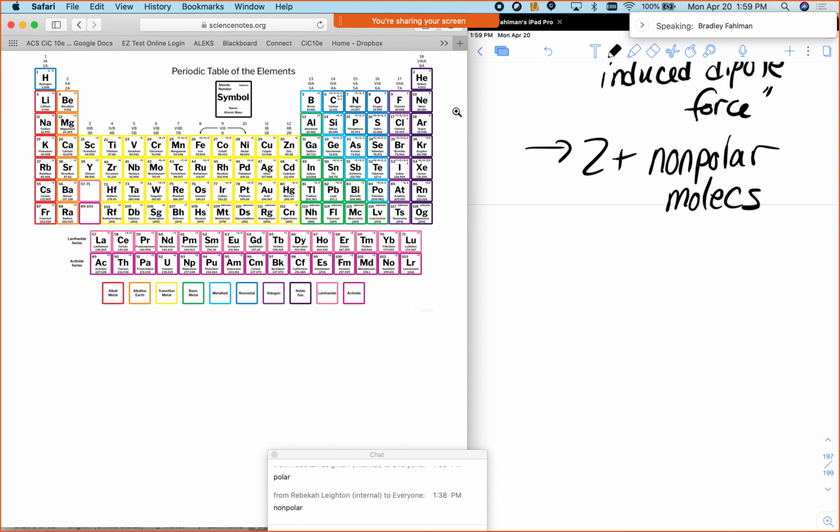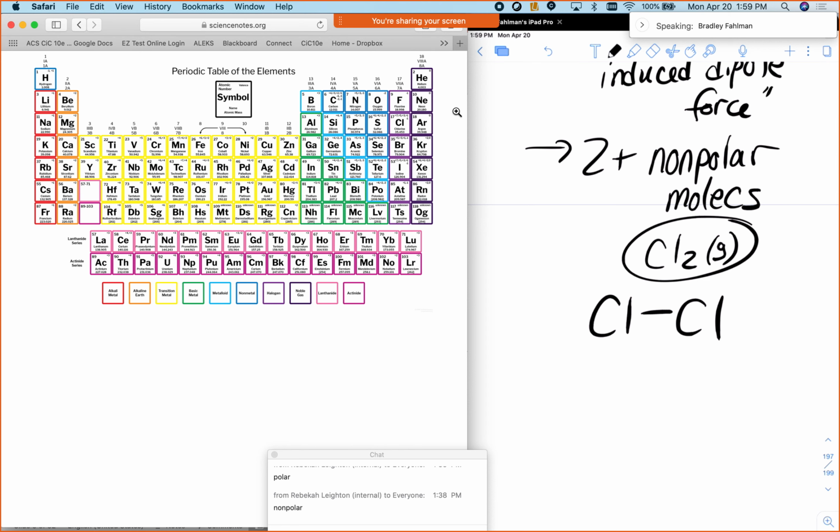So for instance, let's look at an easy one. Let's look at this one, chlorine gas. This one doesn't even have one part of the molecule that is positive or negative, right? Because it's the same atom on either side. So it's not really apparent how this can attract another one of these. How does this even happen here? Because you don't have these things that are attracting.